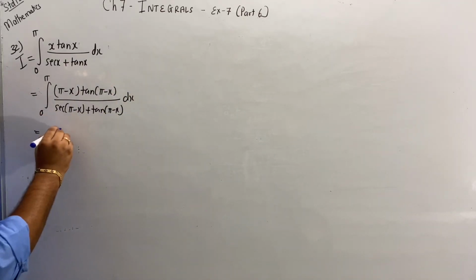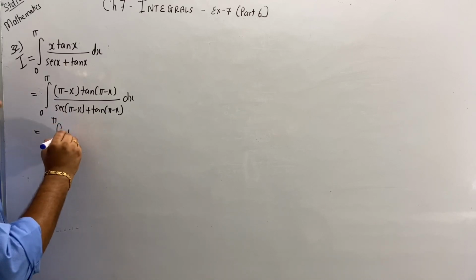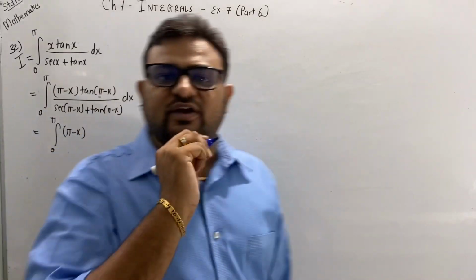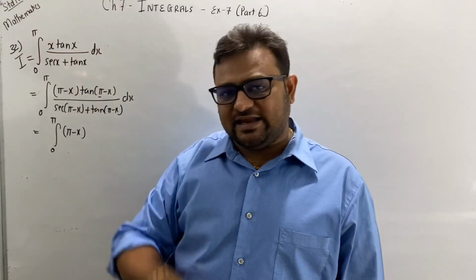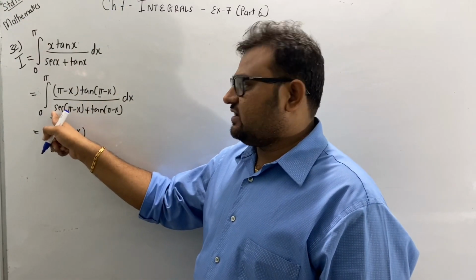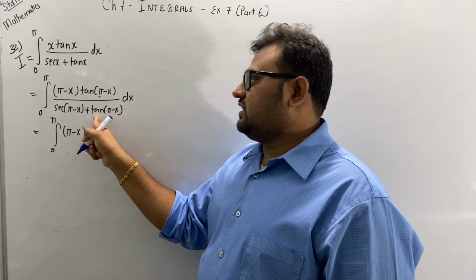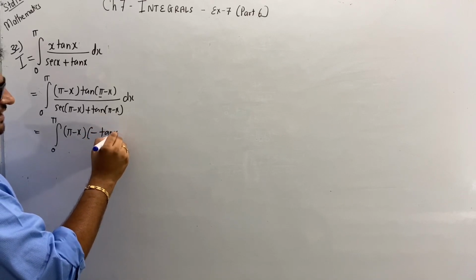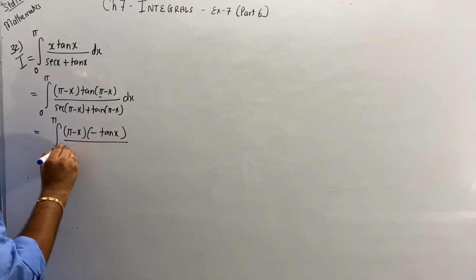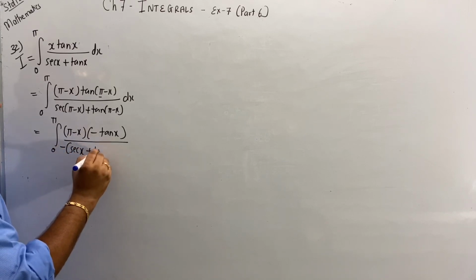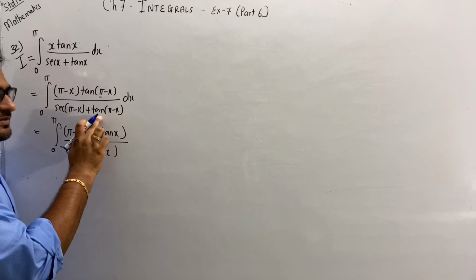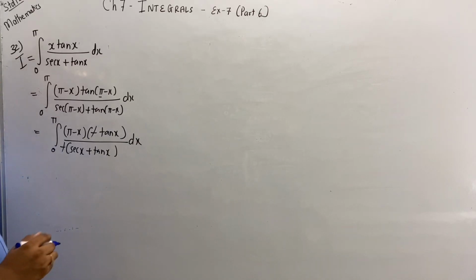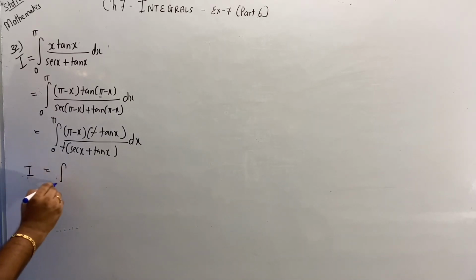So now pi minus x, tan(pi minus x). As it is pi minus, it will be tan, but pi minus x is in the second quadrant, so it will be minus tan x. Sec, again second quadrant, minus. Tan, again second quadrant, minus. So this will be minus tan x upon, I can take minus common from both, sec x plus tan x. This will be minus sec x, this will be minus tan x. So taking minus common, minus minus will get cancelled. Right? So I will be equal to integral 0 to pi.